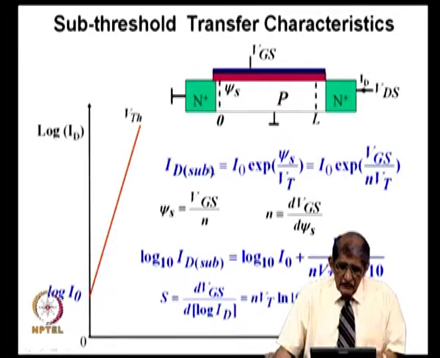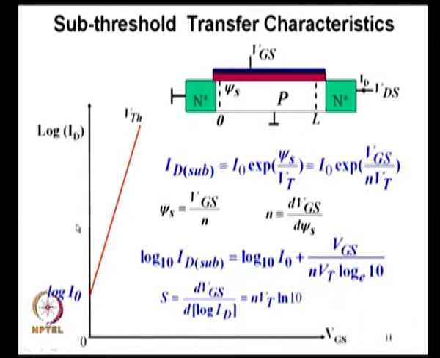Now, I take logarithm on both sides. Logarithm of this current is equal to log I naught to the base 10, because it is easy to work out in the decades, log I naught to the base 10 plus VGS by n Vt. Since it is log 10, you have a dividing factor, log 10 to the base e, mathematics. Okay. So, you have got this term coming up because you are taking log 10. If it is log to the base e, you would have had only VGS by n Vt.